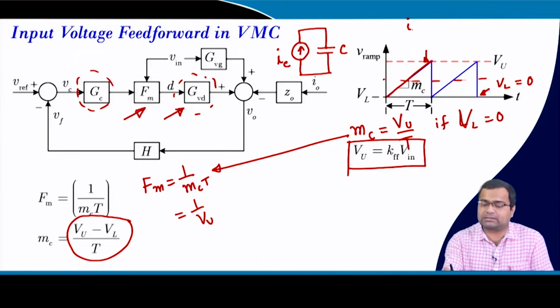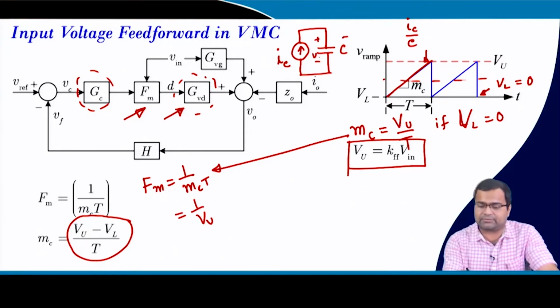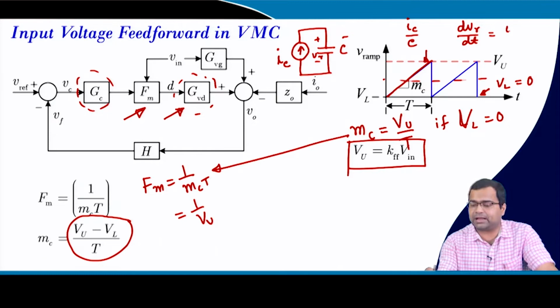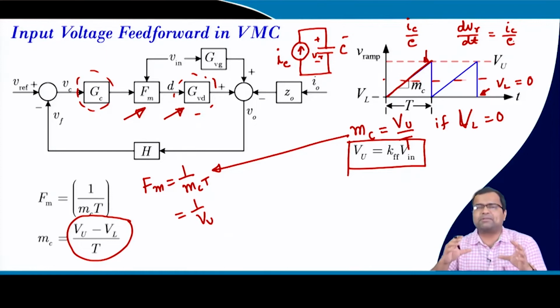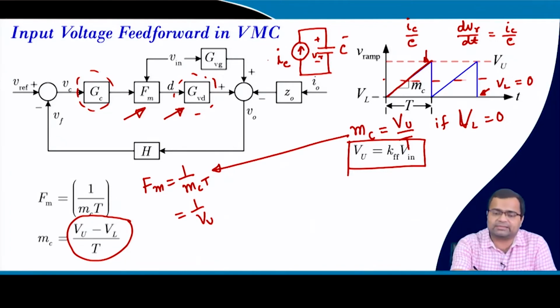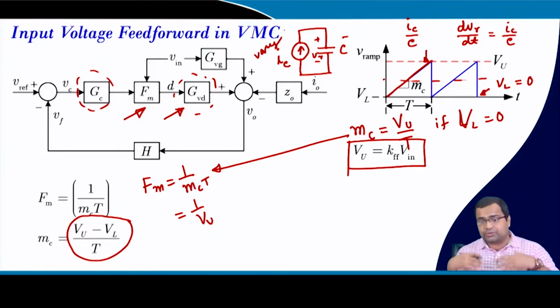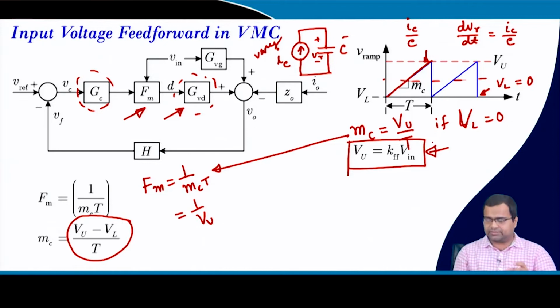What is the slope? The slope is nothing but IC by C, because this voltage, which is our ramp voltage VR, dVR/dt, which is the slope, is simply IC by C. Here IC is the current source and it is constant, and capacitor C is constant. So, if the capacitor is constant, then the slope can be varied by varying the magnitude of the constant current. That means we can vary this quantity, and if we vary it in proportion to input voltage, then we can realize this feed forward action.